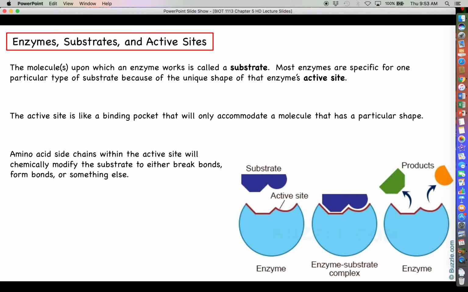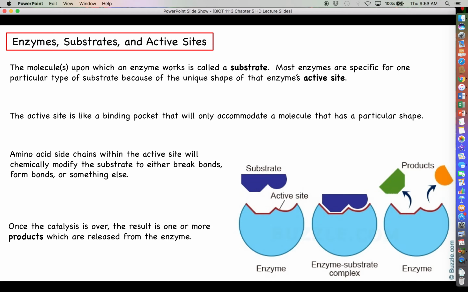The active site is lined with particular amino acid side chains that are going to participate in the catalysis of the reaction. So a lot of times you'll see enzymes that have acidic or basic side chains in the active site, and those side chains can either accept electrons or donate electrons to the substrate in order to facilitate the breaking of or forming of chemical bonds or even something else.